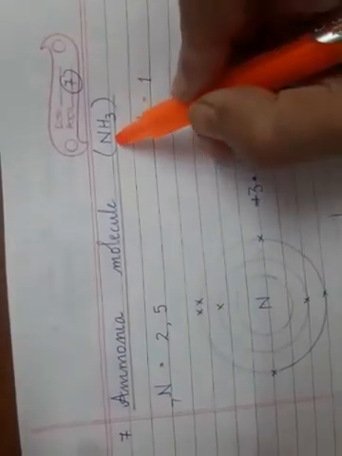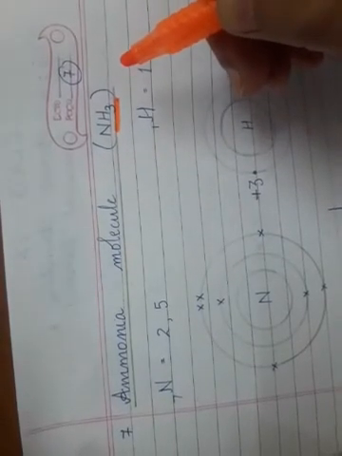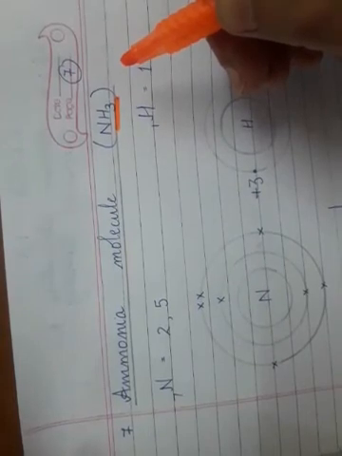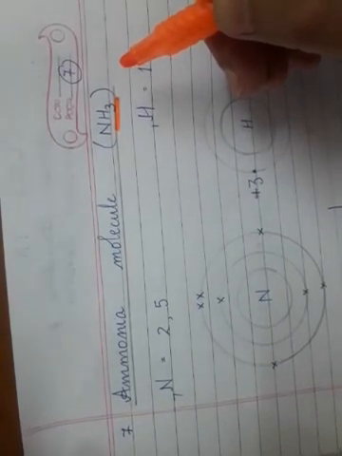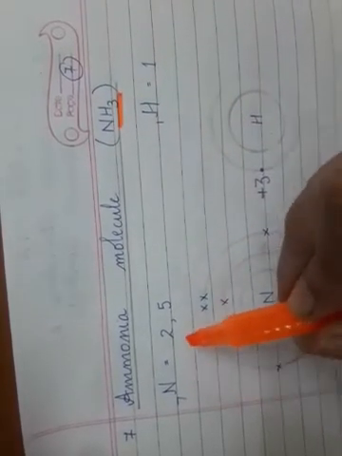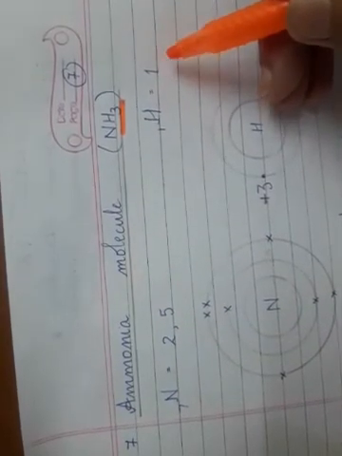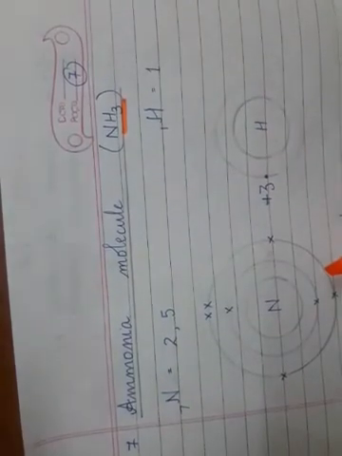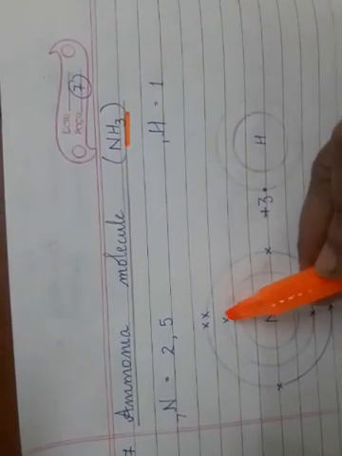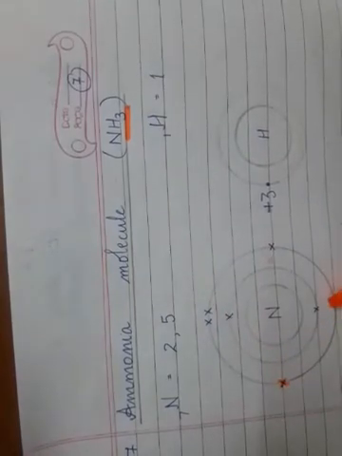Next we come to the ammonia molecule, NH3. This is ammonia, children. Remember, it is NH3. And if I ask you the symbol and valency of the ammonium ion, it would be NH4 plus. Nitrogen's electronic configuration is 2, 5, hydrogen 1. Look at the electrons. Nitrogen: in the first shell 2, second shell 1, 2, 3, 4, 5.